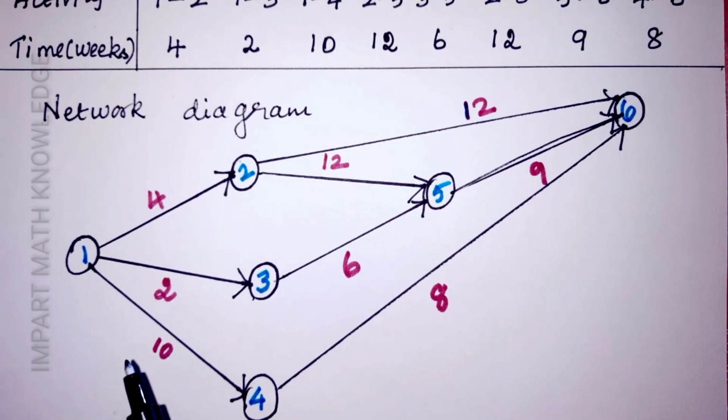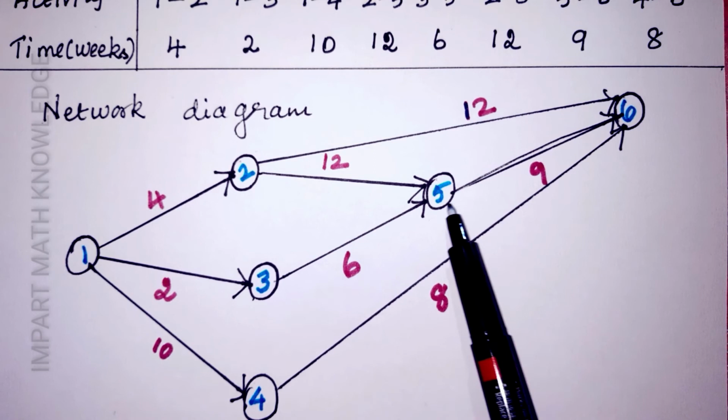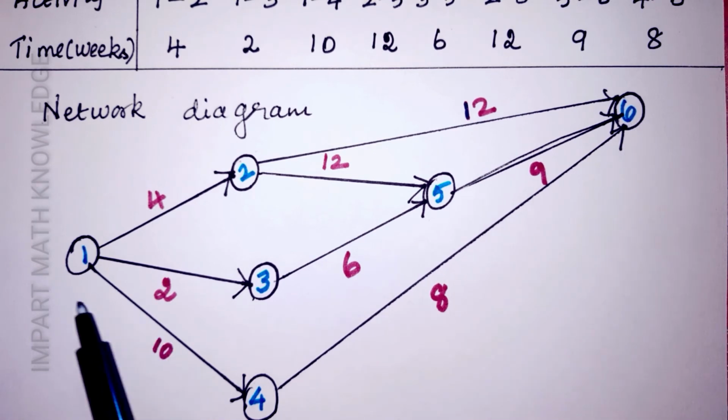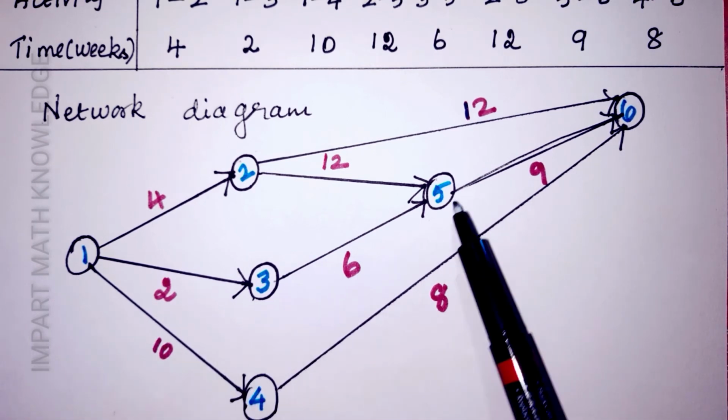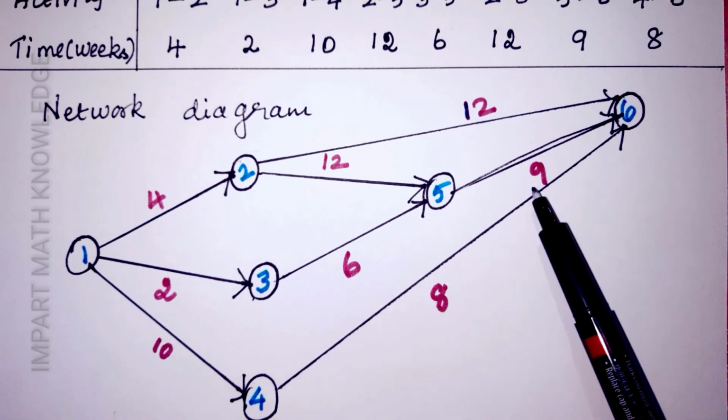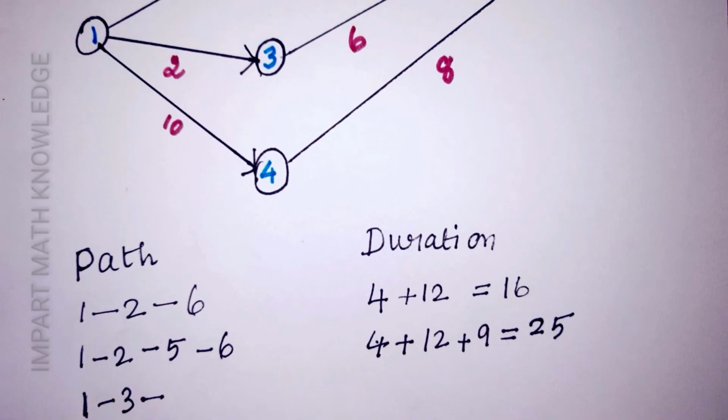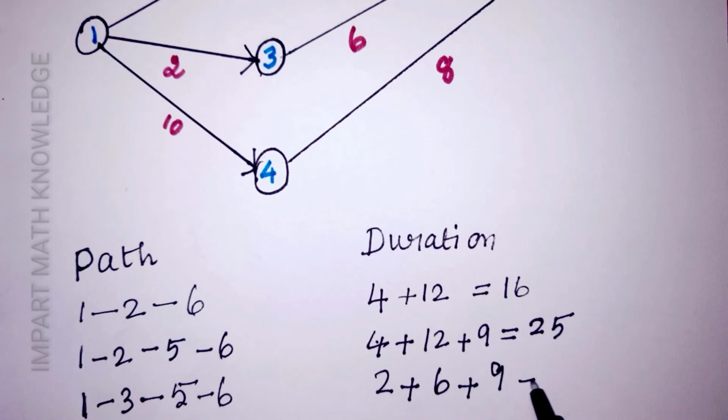The next possible path is 1 to 3, 3 to 5, 5 to 6. The duration for 1 to 3 is 2, 3 to 5 is 6 and 5 to 6 is 9. So the total duration is 17.